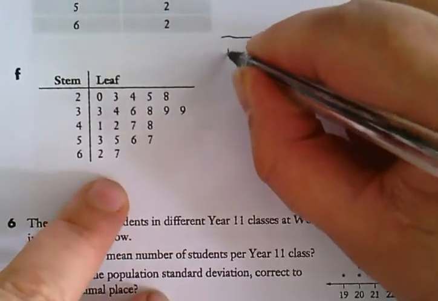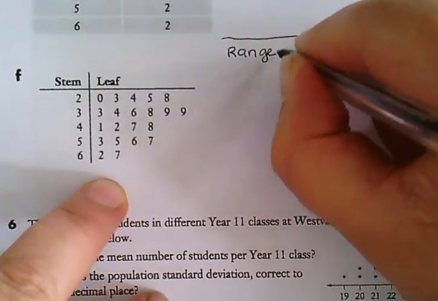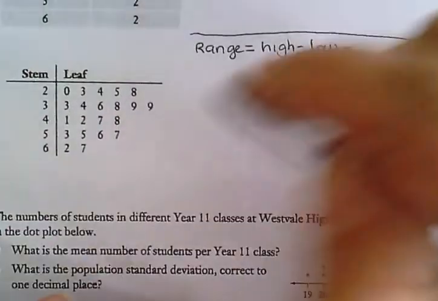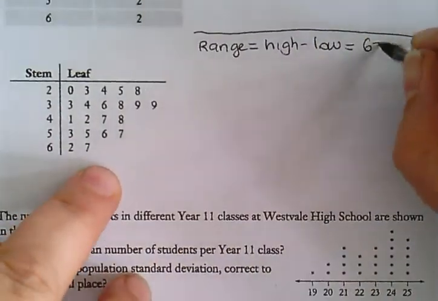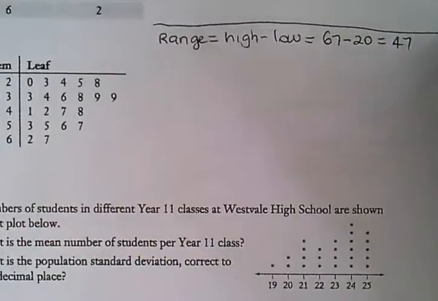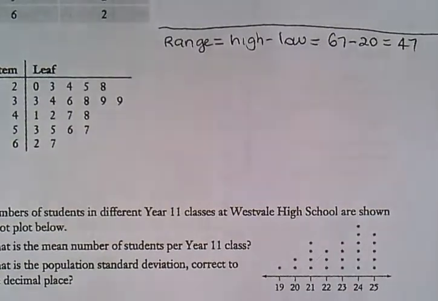So, what do we want? The range. So what's the range for this stem and leaf plot? Isn't it the highest score minus the lowest score? What's the highest score? 67. Minus 20 is 47. Now the interquartile range is the upper quartile minus the lower quartile. We've been asked to determine the range and the IQR, the interquartile range, for these data sets by finding the 5-figure summary.